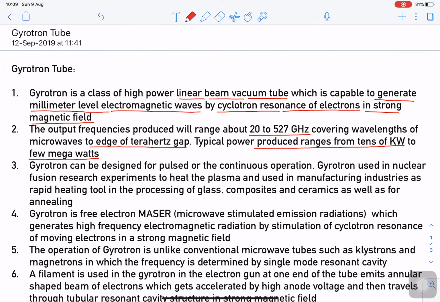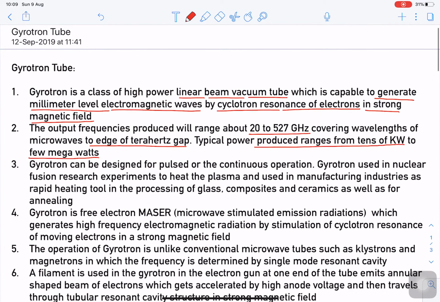So the gyrotron can be designed for pulsed or continuous operation. Here the pulsed operation and the continuous operation are different things. The pulsed operation means there is a switching device. In between the pulsing operation, the device is switched on and off, and otherwise this particular device is used continuously in a continuous operation.